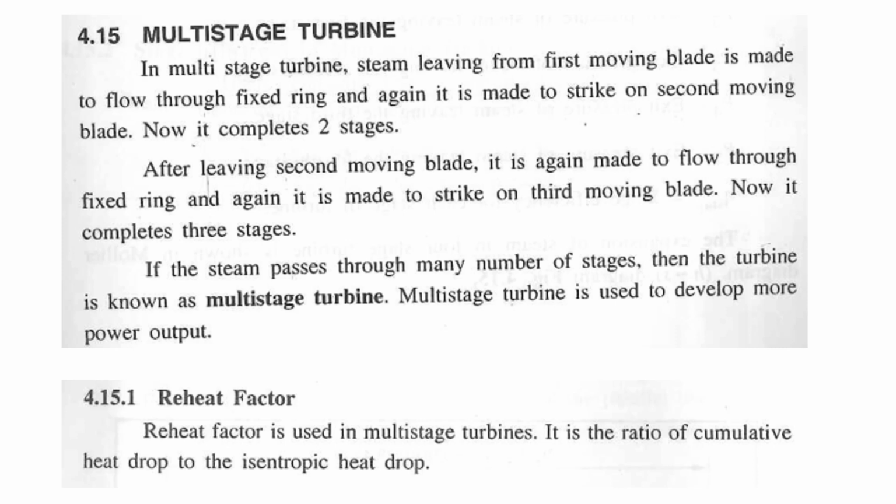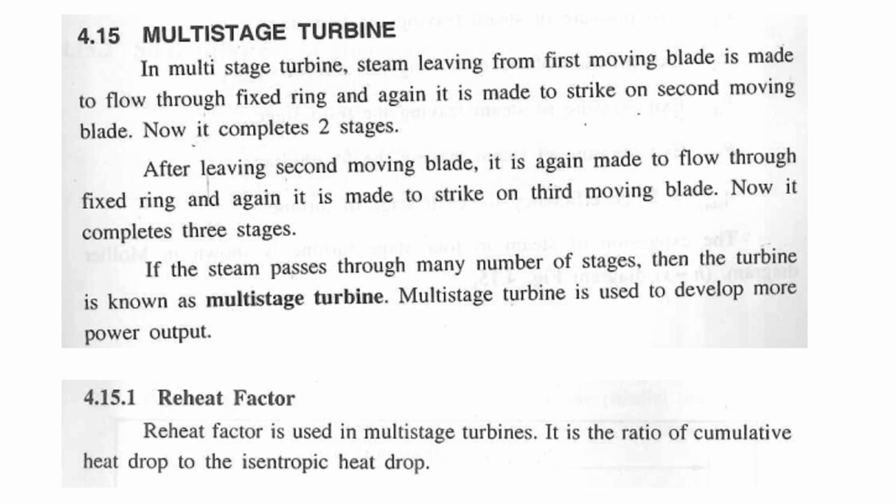So in the case of a multi-stage reaction turbine, the steam leaving from the first moving blade is made to flow through a fixed ring, and again it is made to strike on the second moving blade. Now it completes two stages. After leaving the second moving blade, it is again made to flow through a fixed ring, and again it is made to strike on the third moving blade. Now it completes three stages.